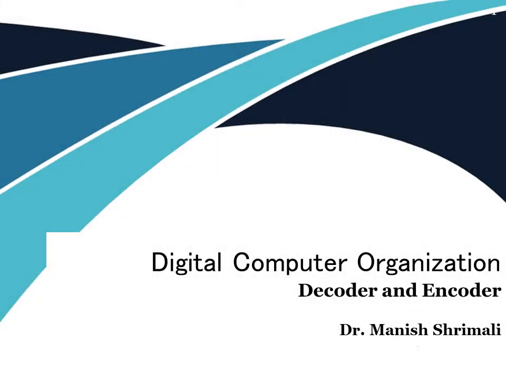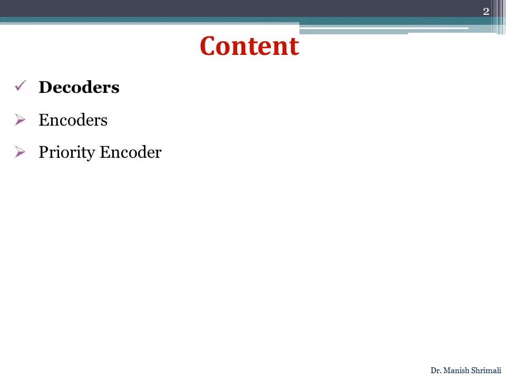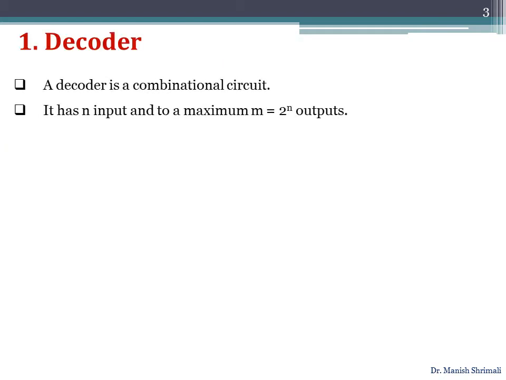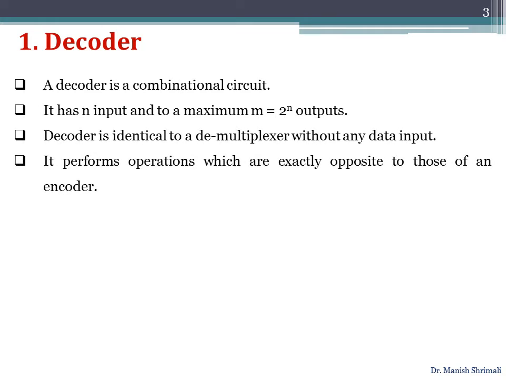Good morning. Today we are going to study a very important and interesting topic on decoders, encoders, and a special encoder, that is priority encoder. Well, to begin with, let us start with the decoder. A decoder is a combinational circuit.